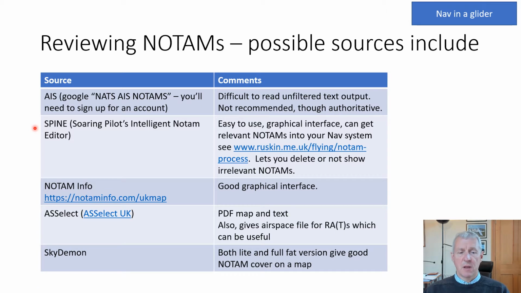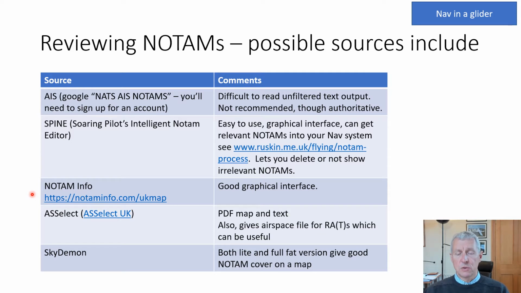The one I use if I'm gliding most of the time is SPINE, the Soaring Pilot's Intelligent Notam Editor. It's a pretty easy to use graphical interface. You need a PC to run it, and you can get the relevant Notams into your nav system, and I've written up how to do that on this link. So I find that pretty good. What I like about it is it's quite easy to delete all the Notams that aren't particularly relevant. For example, there's an increasing number of Notams about models flying or paragliders flying, and I generally get rid of all of those so that I just leave the things that are important.